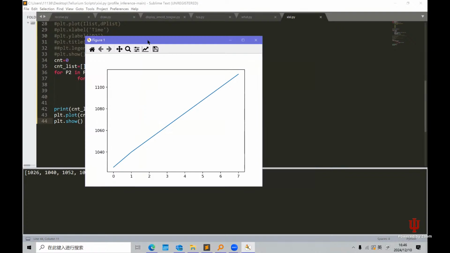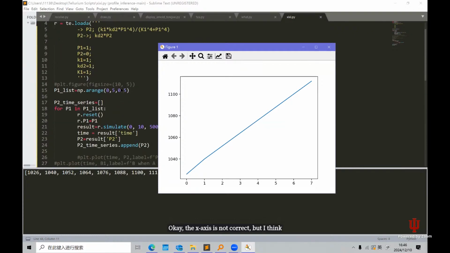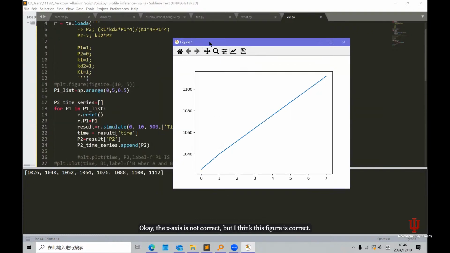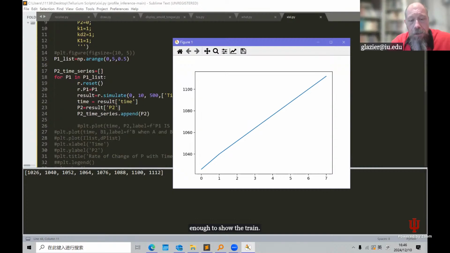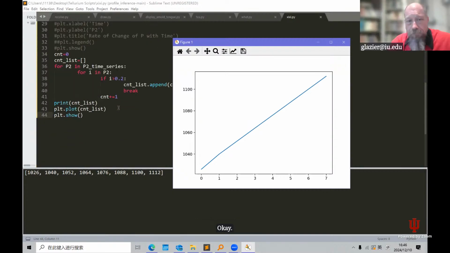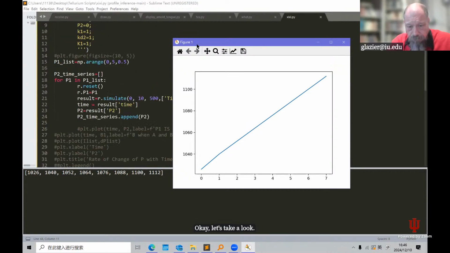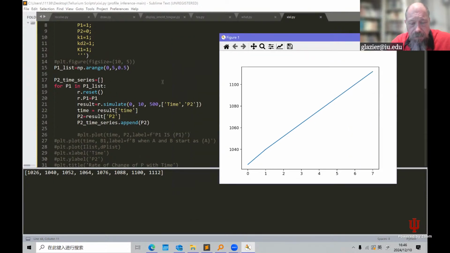The x-axis is not correct, but I think this figure is enough to show the trend. Let's take a look. There are a number of different ways you could do this. Let's see what I got, and then we can come back to it for a sec.